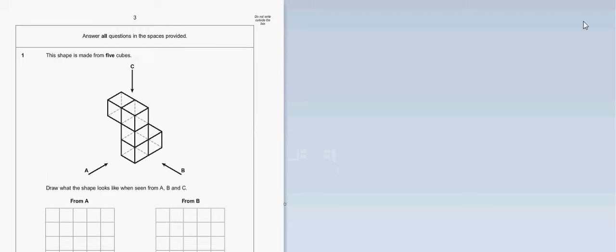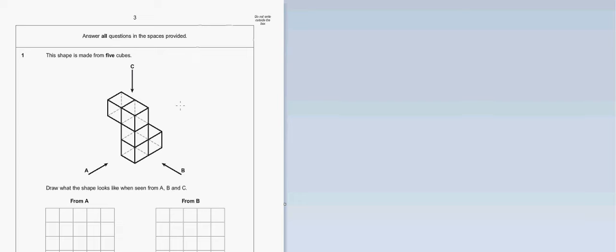So this is June 2013 and it's a non-calculator paper, and what I'm going to do is go through this step by step so that you can see how we answer these questions. So this is question 1.